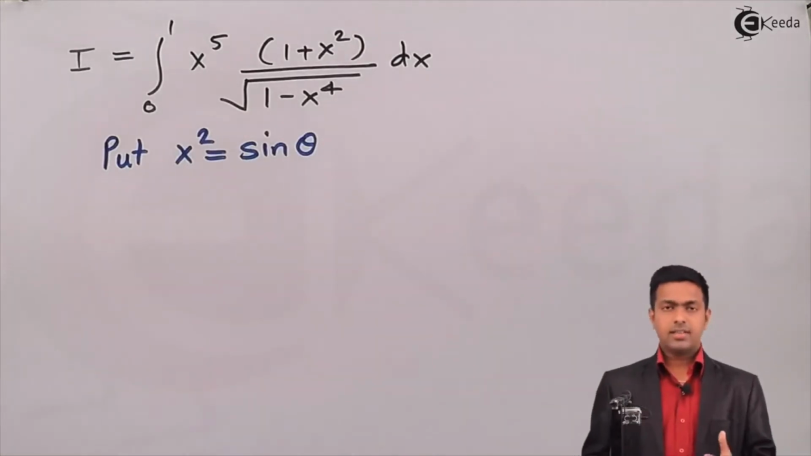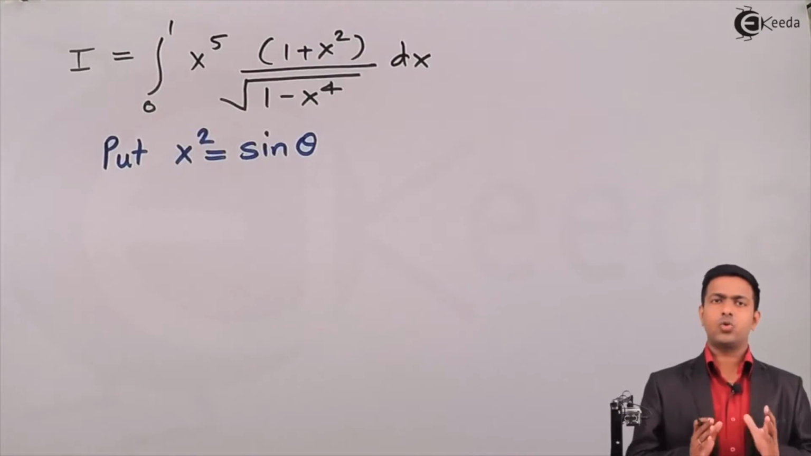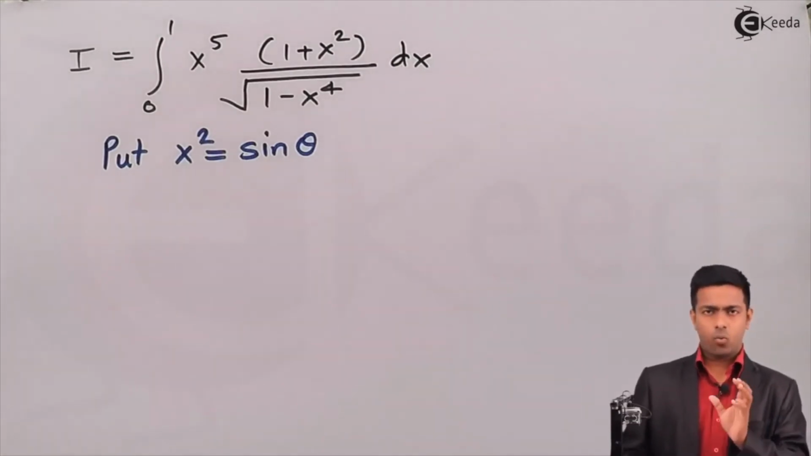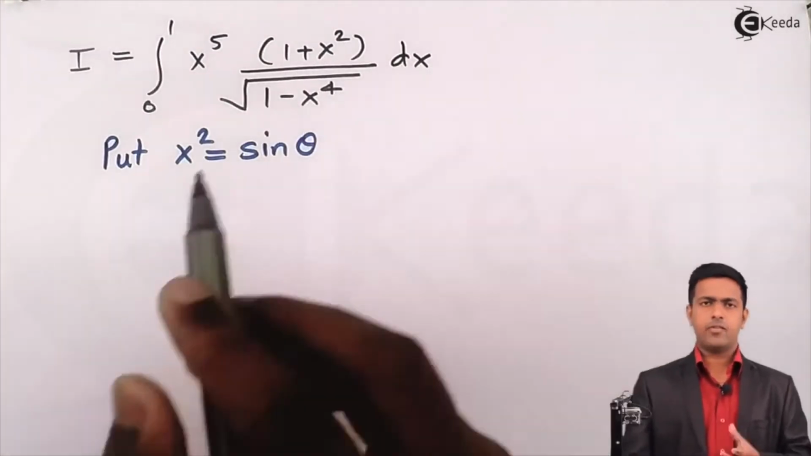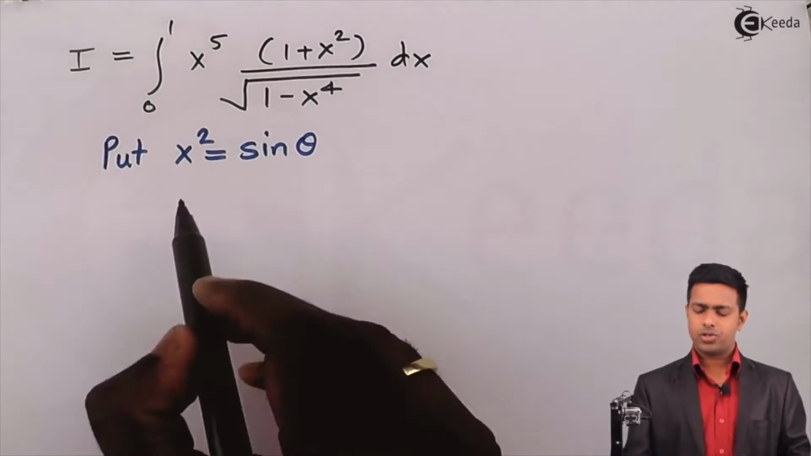So by doing this, see what happens. Here we have x raised to 5. So we can divide it into two parts. That is x raised to 4 into x. So that one x will go with the dx and we'll get x dx. And for x dx, I'll find the substitution from here.